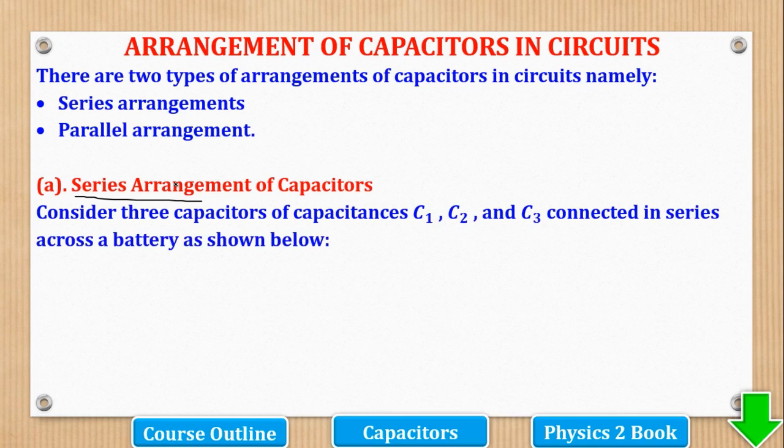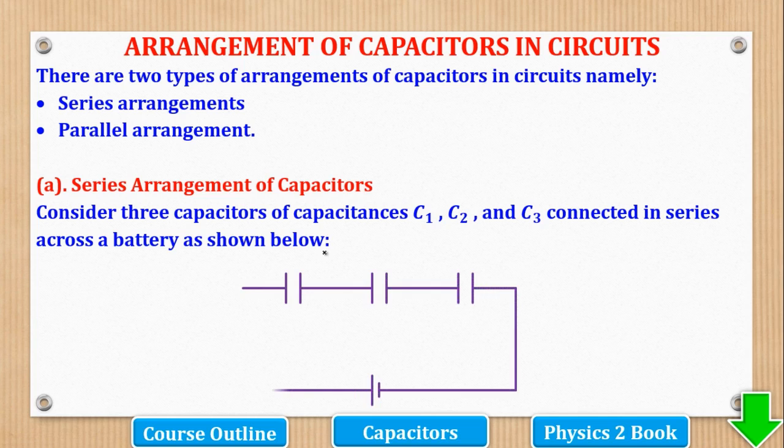So what we are going to do, we are going to first derive a formula which can be used to get the effective capacitance of capacitors arranged in series. So we shall consider three capacitances C1, C2, and C3 connected in series across a battery as shown below. So we shall need an illustration. So those are the capacitors.